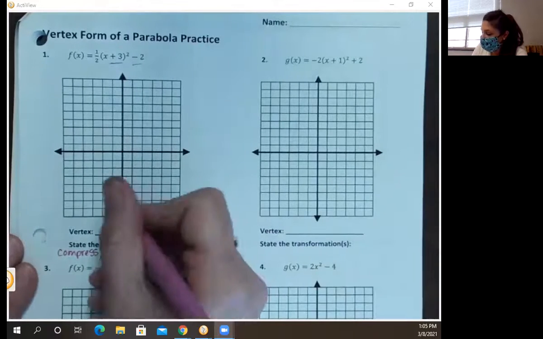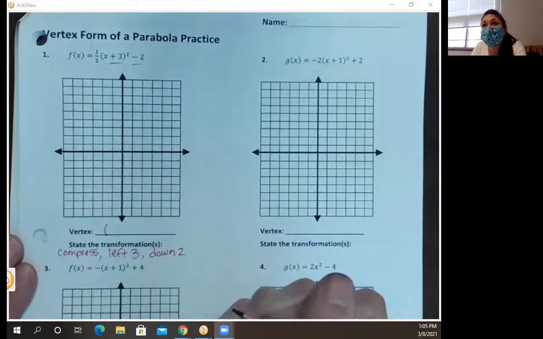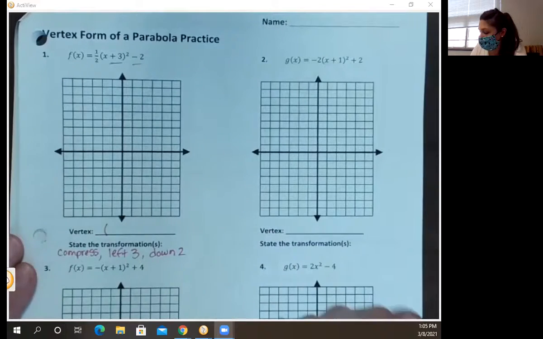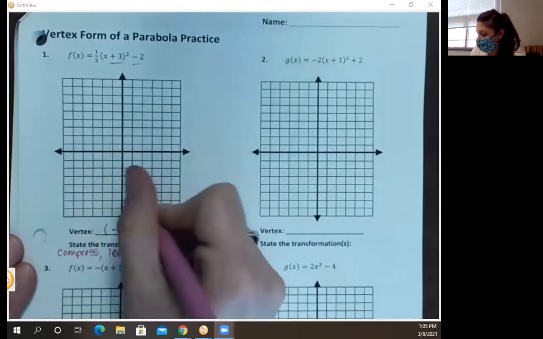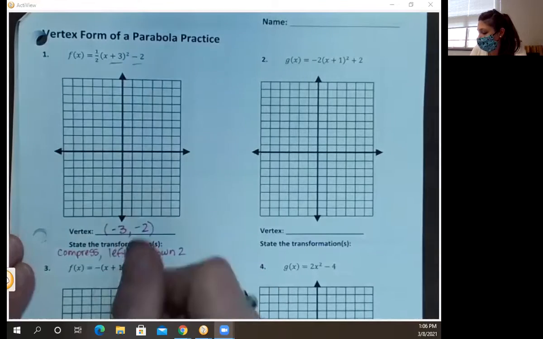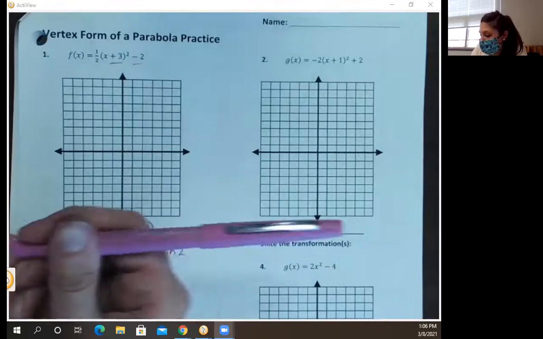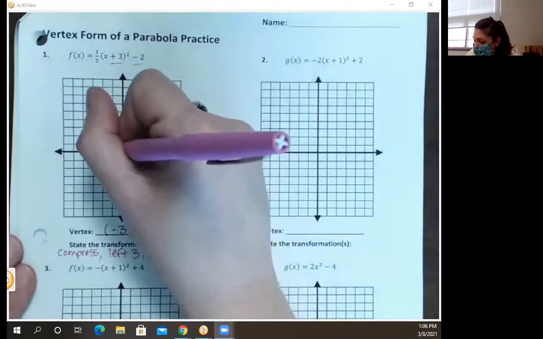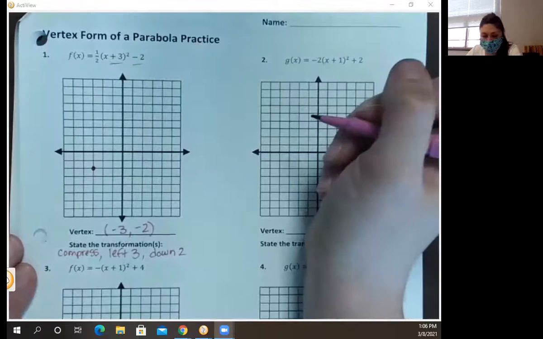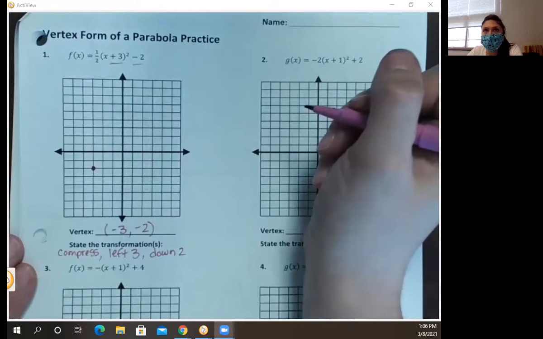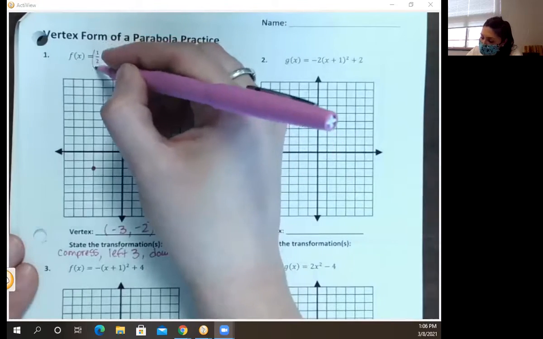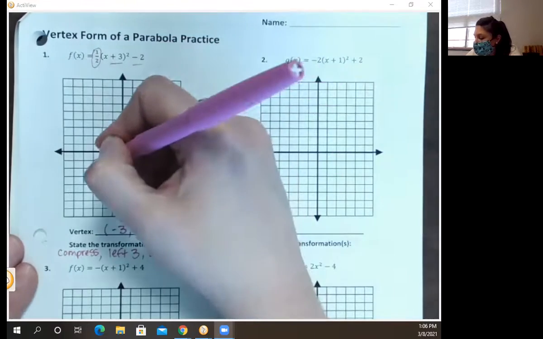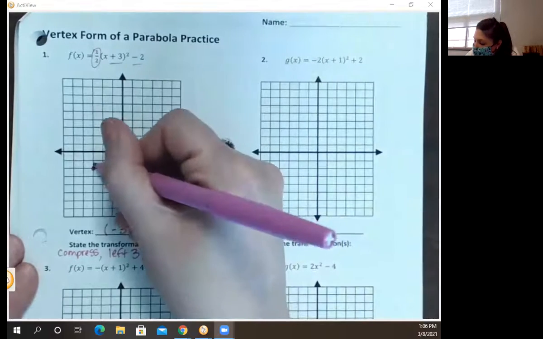Since I'm moving to the left 3 and down 2, I know just from my function that my vertex is going to be at -3, -2. Left 3 and down 2. I'm moving back 3 and down 2 from the origin, from 0, 0. That means my vertex will be at the point -3, -2. So 1, 2, 3, 1, 2. And then because my lead coefficient is 1/2, instead of going up 1 and out 1, I'm going to go up 1/2 and out 1.